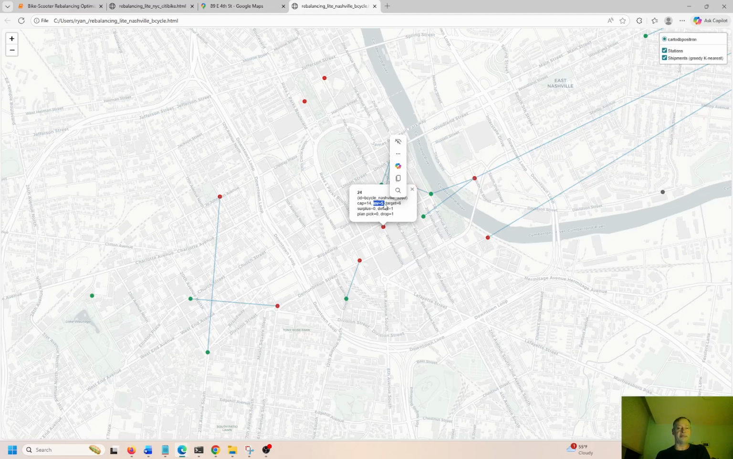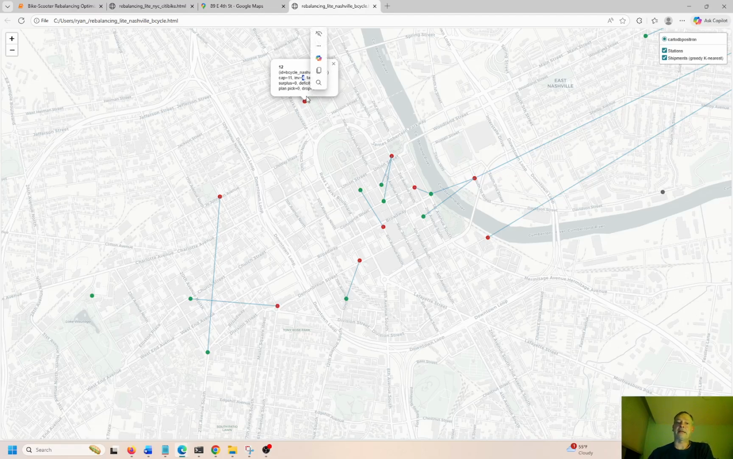You have 5 bikes. You can see the numbers are way smaller than New York. We saw 50, 60 capacities. Now you have 14 over here. You have capacity of 11 over here, right? It's a totally different market. So you have an inventory of 4.